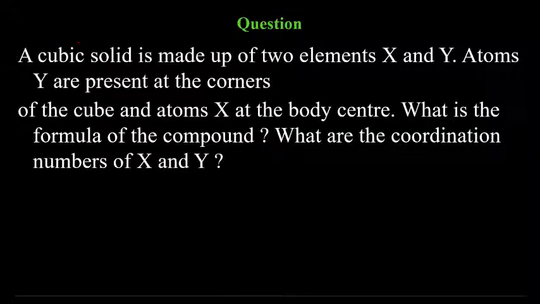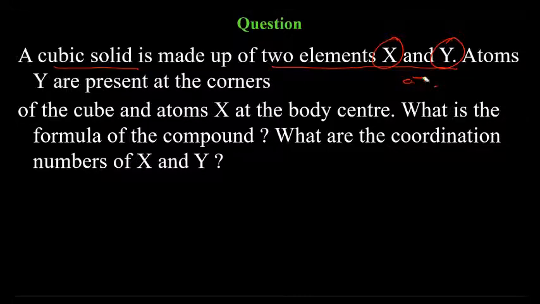Now the question. These types of questions I'll do later on also, but just a hint here. A cubic solid is made up of 2 elements, X and Y. These types of questions are very common in your examination. Information will be given about whether the atoms are on body center or corner, and you will be asked to find the formula of the compound. You will find effectively how many X and how many Y there are, and then calculate their ratio. That ratio will be the formula. So if effectively you have one atom of X and 2 atoms of Y in a unit cell, the formula will be XY2.